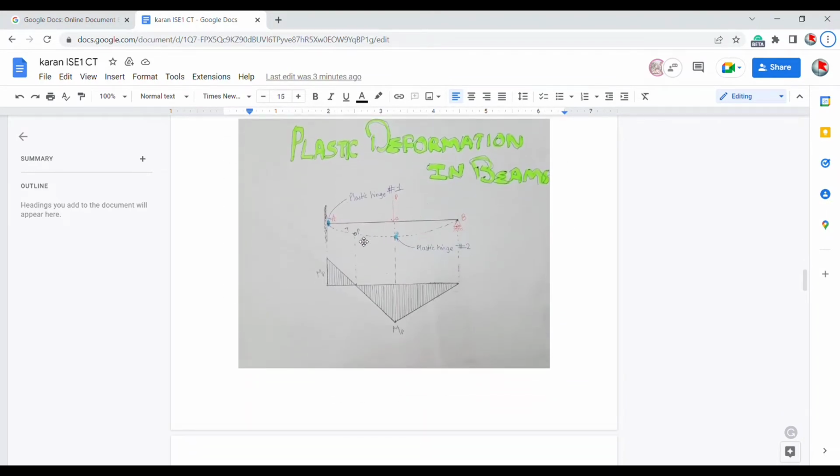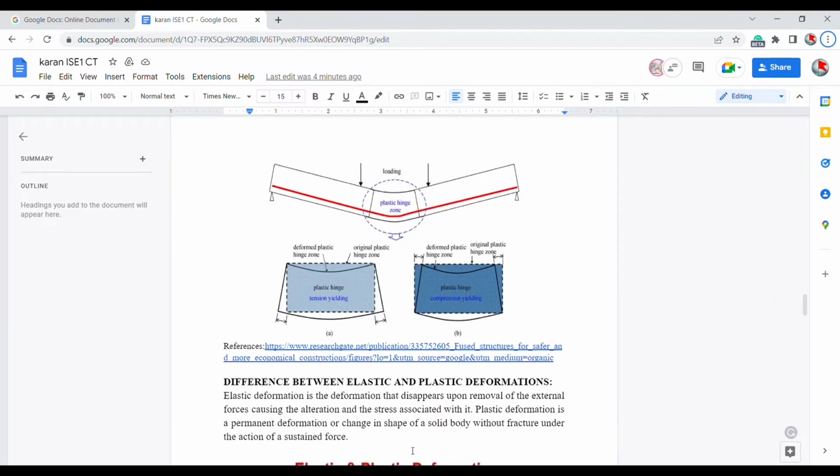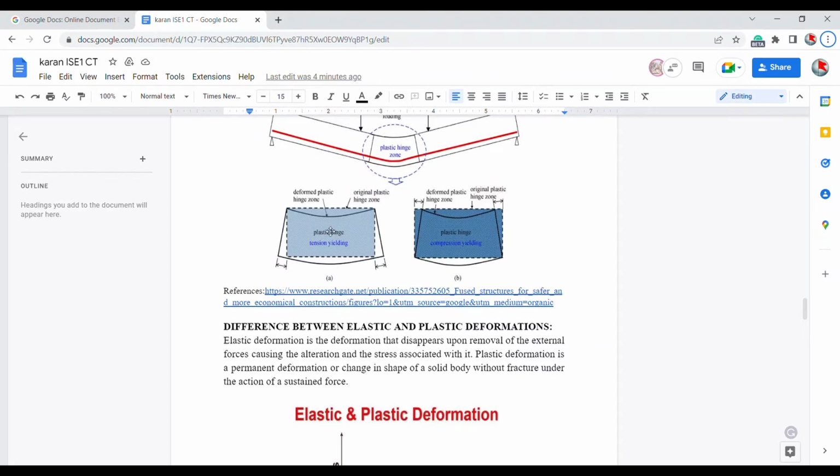This is the diagram of plastic deformation in a hinge. Here is the first plastic hinge and here is the second plastic hinge. This is a simple cantilever beam, and here is the bending moment diagram of this beam. This is the best example of how deformation acts in a cantilever beam. Here is the second diagram of plastic deformation, where we come to know that this acts like a steel rod. Here the plastic hinge zone has bent, and this is a permanent bend which the concrete has gained.